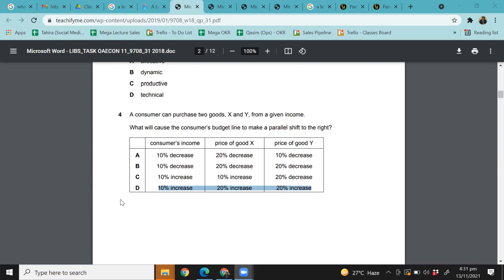Arbab, did you get me? A shift to the right means their purchasing power has increased. Overall, there's an increase in real income. Yes or no? So if your income is increasing by only 10%, but the prices of the two products are increasing by 20%, your budget line will not shift to the right. It will shift to the left. Yes? Okay. Same goes for the problem with C: a 10% increase in income, but the prices are also increasing more than that, so not a shift outwards. Think about B, by the way.